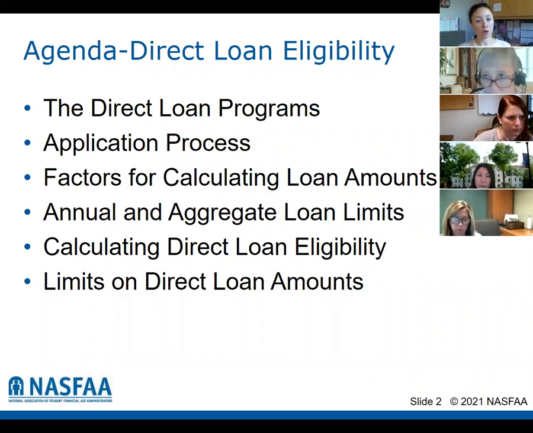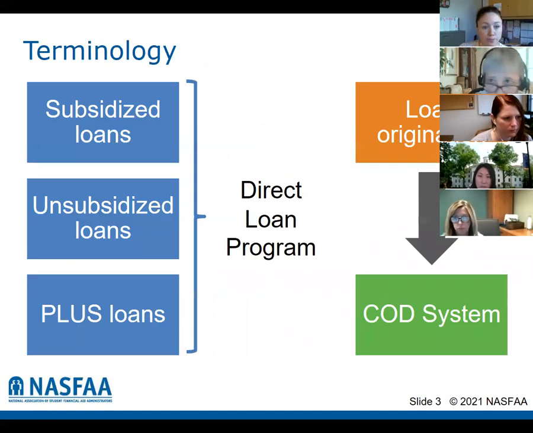Okay, so we're going to go through the direct loan program itself and the different types of loans there are. We're going to talk about how you figure out how much loan a student is eligible for annually and also in the aggregate for their whole lifetime, and what those limits are and how that works.